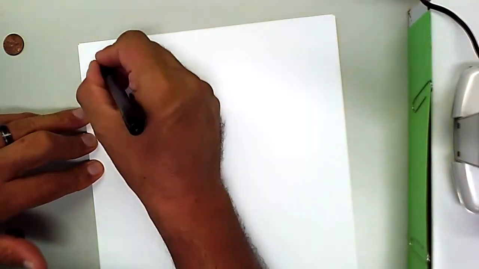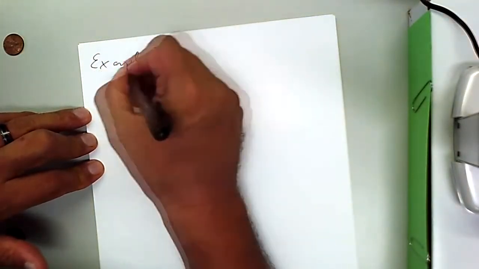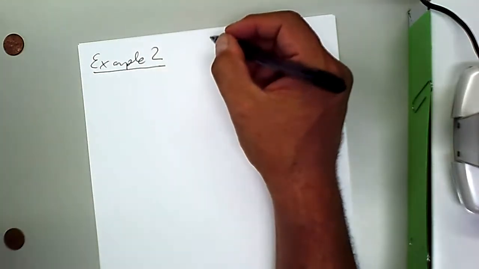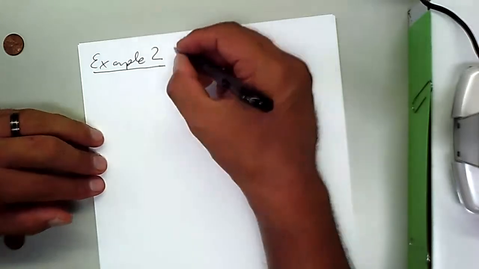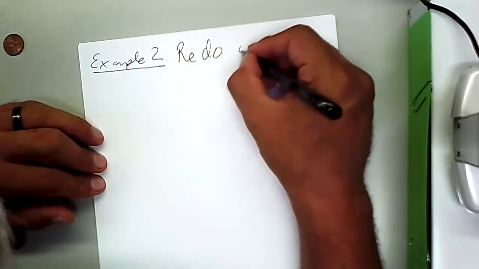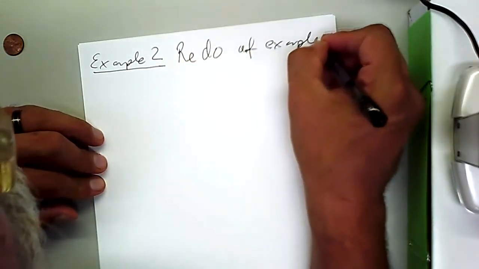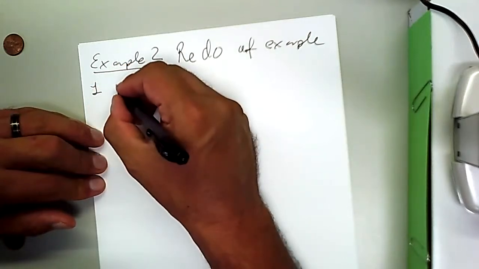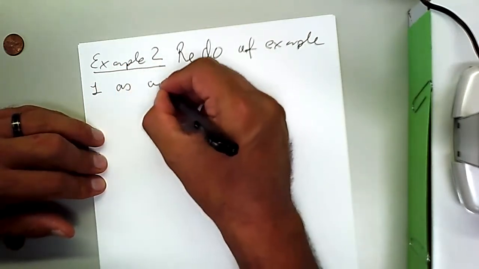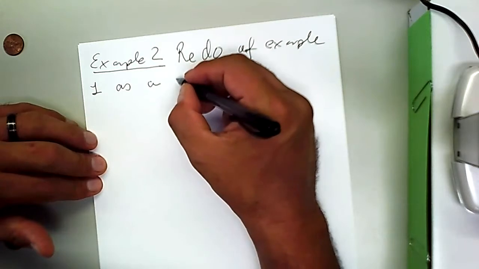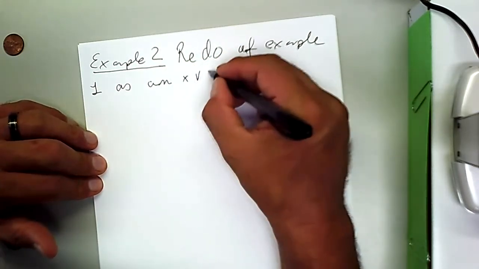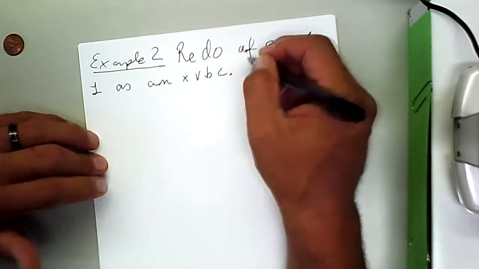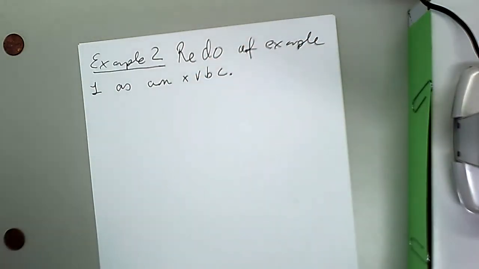So now let's do example 2. Example 2 is going to be a redo of example 1 as an x variable boundary case. So we're going to redo this, but seen from a different point of view.